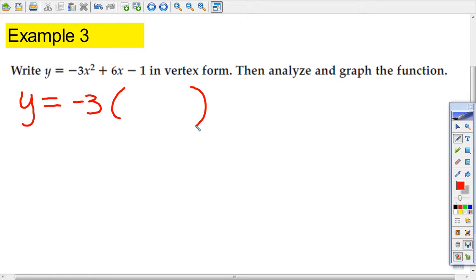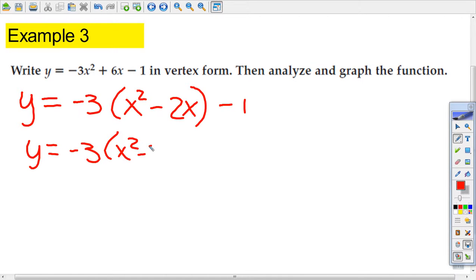If I factor out a -3, that makes this positive x squared. -3 times x squared would be -3x squared. Right? And what does it do to this plus 6? -2. If you take 6x and divide it by -3, -2x. And then after that, I've got a -1. Now I'm going to write my blanks in here. So this is y equals -3 times parentheses x squared minus 2x.